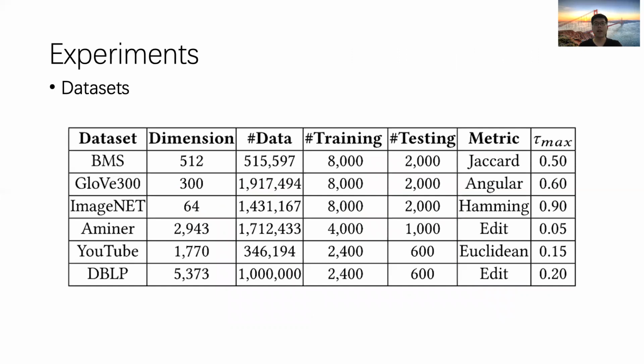In order to thoroughly test our methods, we adopt 6 datasets with different distance functions and dimensionalities. The BMS contains product entries. The ImageNet contains one-hot vectors of images pre-processed by HashNet. The GLOVE 300 contains 300-dimension distributed representations of words. The YouTube dataset contains raw face images from YouTube web videos. Amazon and DBLP contain binary vectors transformed from publication titles.